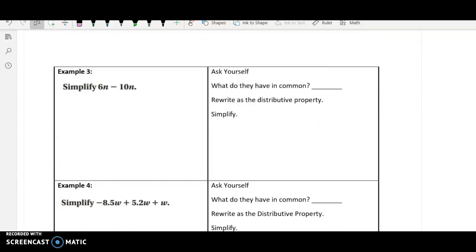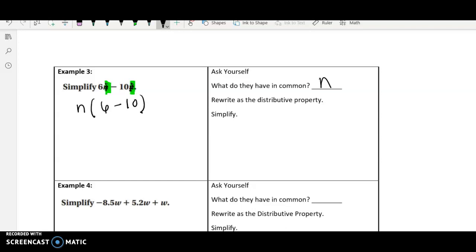All right, so let's simplify. To do this, what do they have in common? They both have an n. And so what we're going to do is take the n out. And if I got rid of the n, what would be left? So that goes in parentheses. So we have 6 minus 10 left over if I got rid of the n.